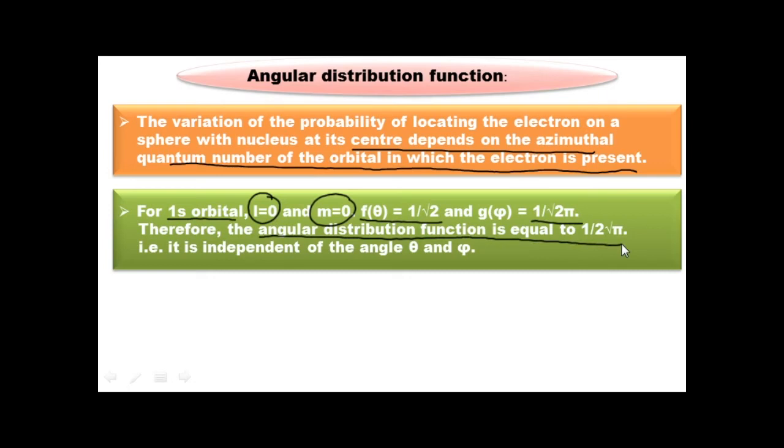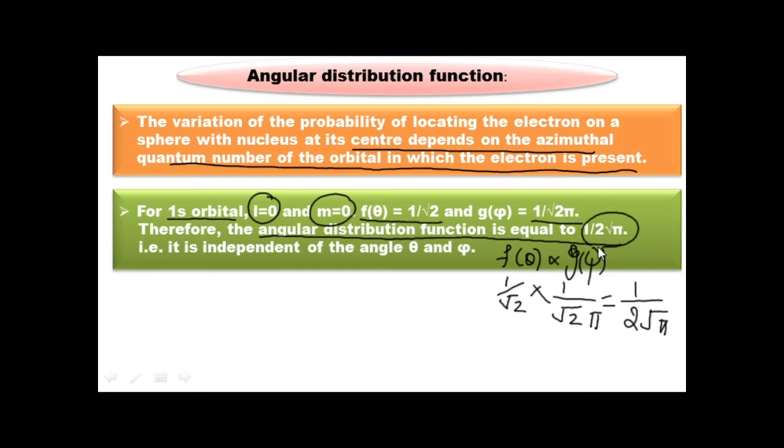What is angular distribution? That is the multiple of F of theta with G of phi. What is the F of theta value? 1 by root 2, multiplied with the G of phi value, 1 by root 2 pi. So root 2 times root 2 gives 2. So 1 by 2 root pi. So the angular distribution function is equal to 1 by 2 root pi.